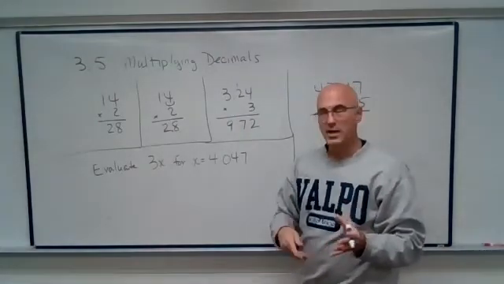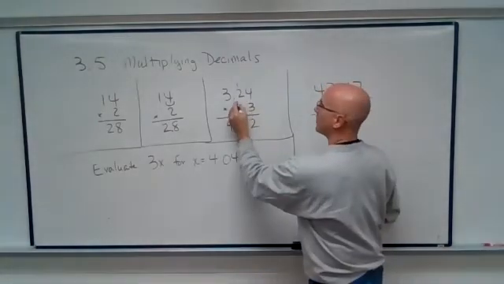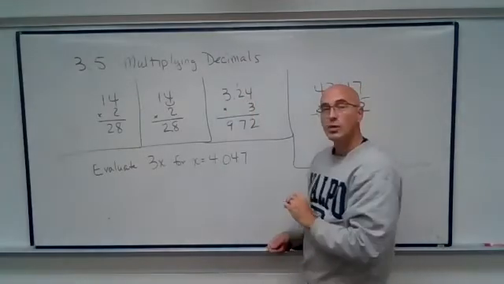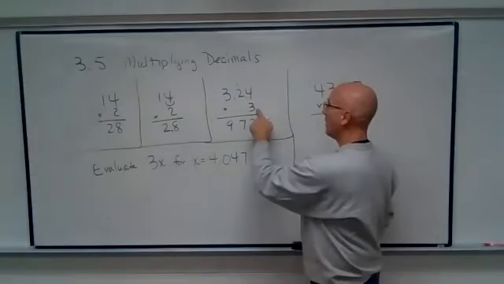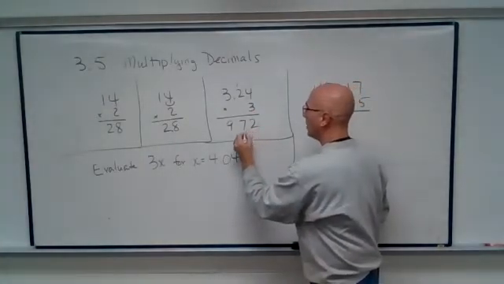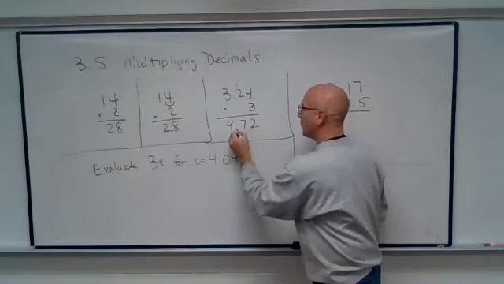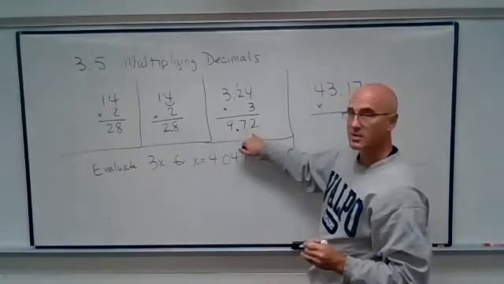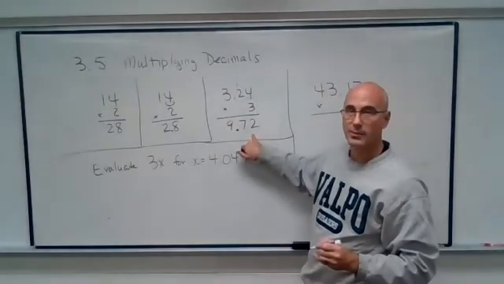Now we deal with our decimals. We see that we have a decimal point here. We have 2 decimal places and none here. So we have a total of 2. We go 1, 2, and we put our decimal point there. So our answer is 9.72.